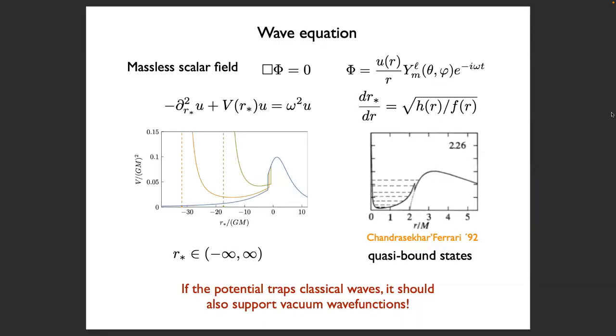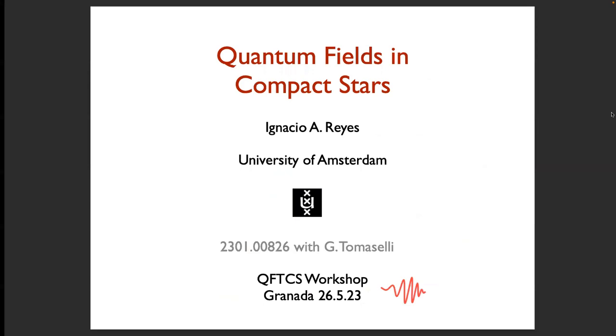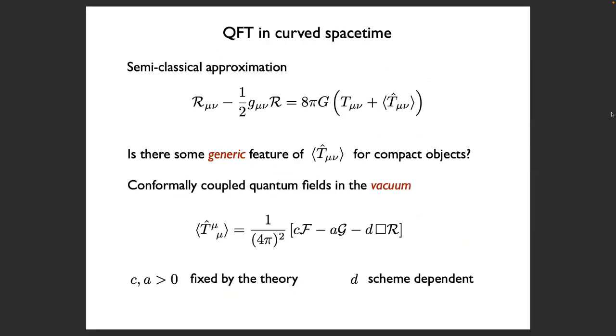So what I want to do now is to jump to quantum field theory and do this from a higher perspective. So how do we do that? Well, quantum field theory, of course, space-time. I don't need to explain to you what this means. So the question was whether there exists some sort of generic feature of the stress tensor for these compact objects.